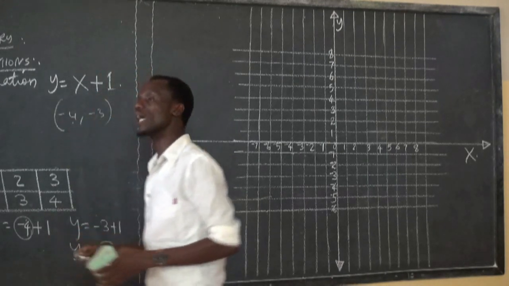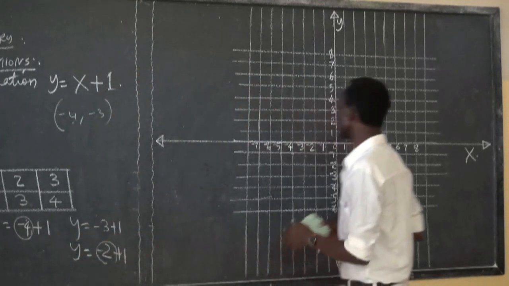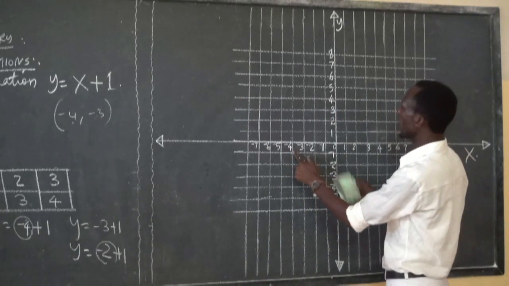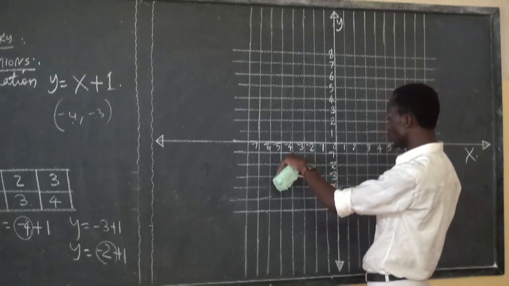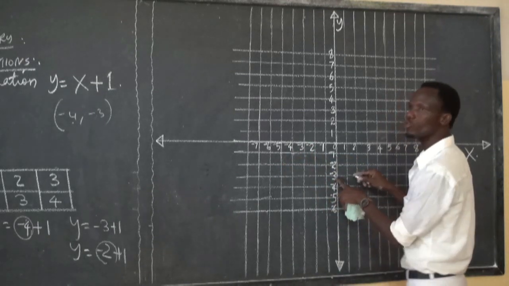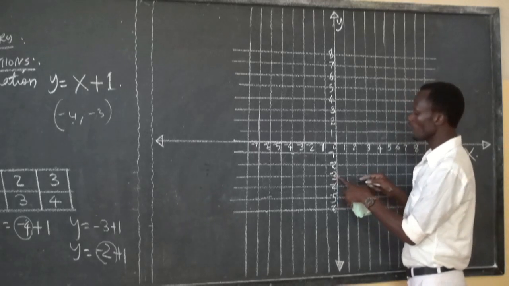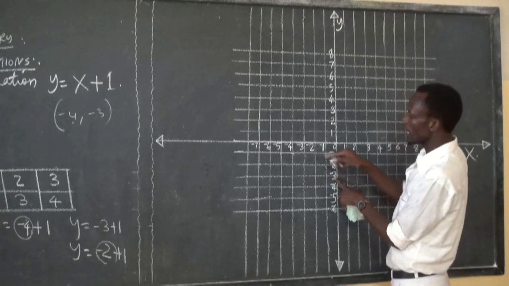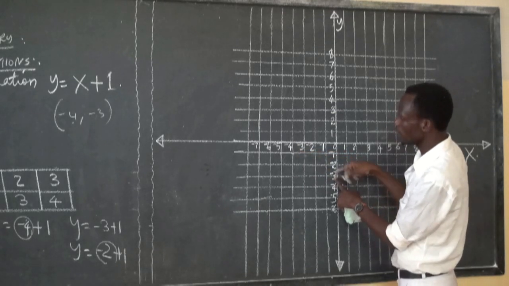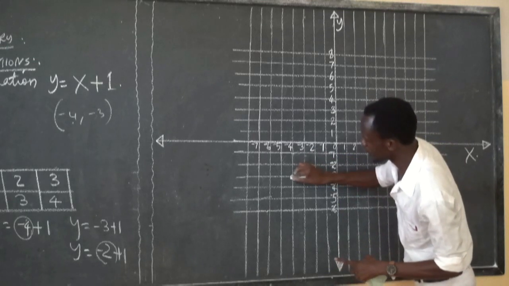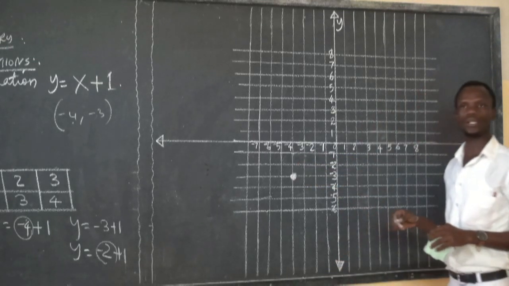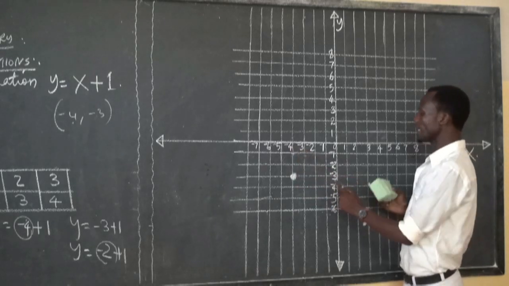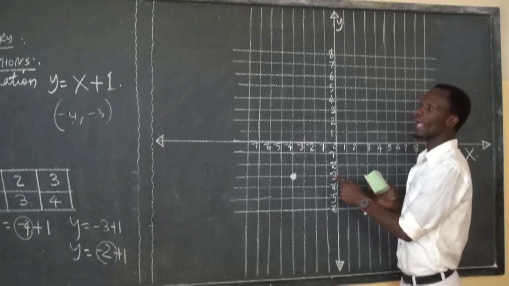Now we start to locate with the x. Now x is negative 4. Negative 4 is here. Then y is negative 3. Now, you go to where they meet. You follow the line. This is negative 4 and this is negative 3. Means negative 4 and negative 3 will meet here. This is the point that I've drawn, because of negative 4 and negative what? Negative 3.